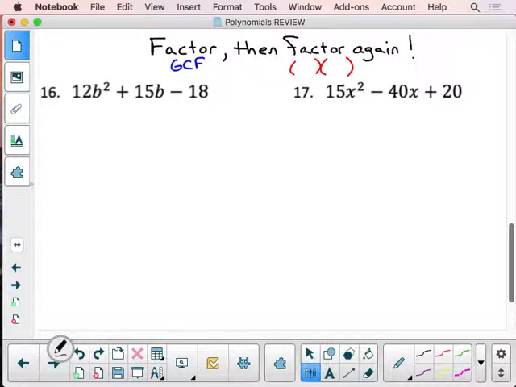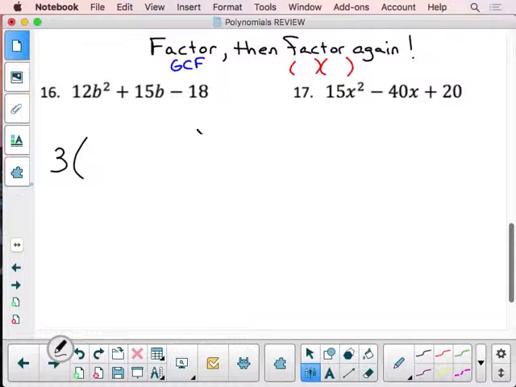What is it that all three of these terms have in common? The 12, the 15, and the negative 18. And then they don't all have a b. Not every term had a b. No b's there. So the one thing you're going to be able to take out that they have in common is they're all divisible by 3. So we take out a 3.